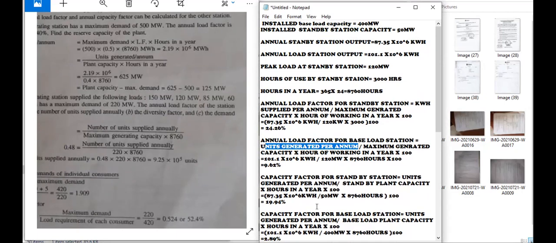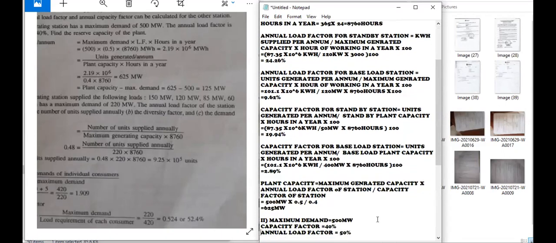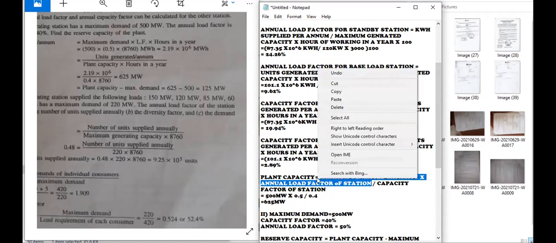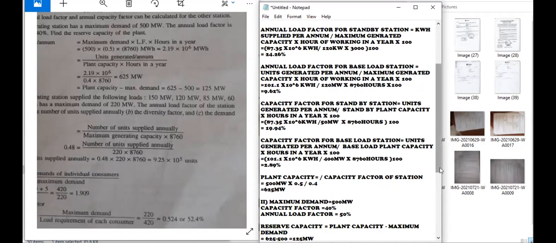I think I've done this thing before. That's where I got that one I put up when I made units generated per annum, so that's the formula. So I can put it here. Yeah, got it.